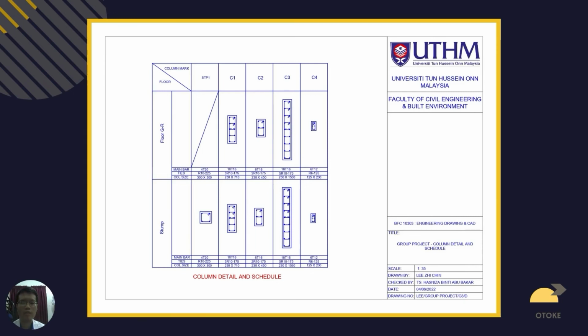The column size of C1 is 230 mm x 710 mm. The column size of C2 is 230 mm x 450 mm. Meanwhile, the column size of C3 is 230 mm x 1530 mm, and the column size of C4 is 125 mm x 230 mm. That's all for me. Thank you.